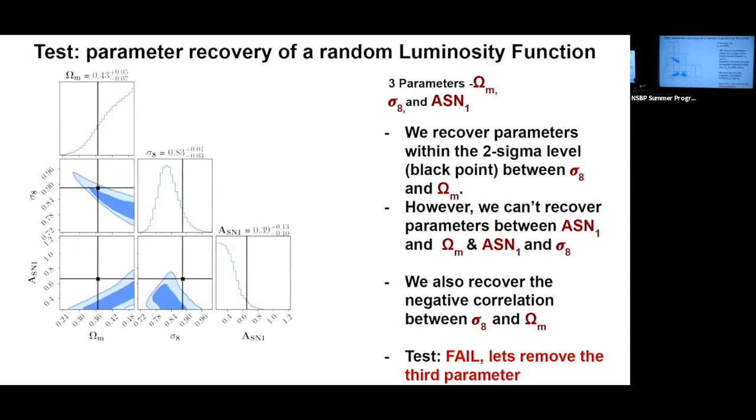This is basically a random luminosity function we took from our testing set, and we can see that we're able to recover the parameters for the sigma 8 and omega matter, but not for the stellar feedback.